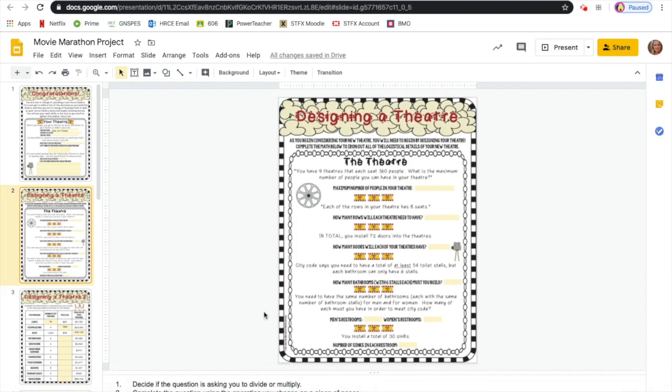So the first thing you're going to do is decide if the question is asking you to divide or multiply. So for example, you have 9 theaters that each seat 160 people. What is the maximum number of people you can have in your theater? So I know that there's 160 people and there's 9 theaters, and it's asking me how many people I can have in one theater. So I know that this will be a division question. So my equation will be 160 divided by 9. I'll go to my piece of paper, I'll solve that using area model, and then I'll put the answer right in here. Okay? And you're going to do the same thing for each question.